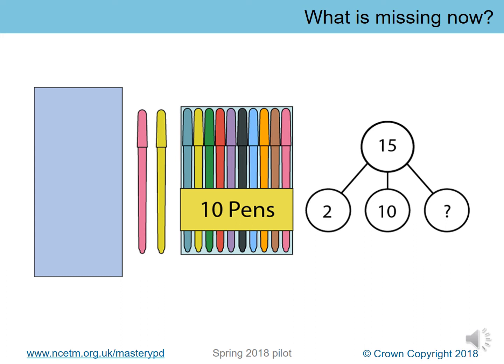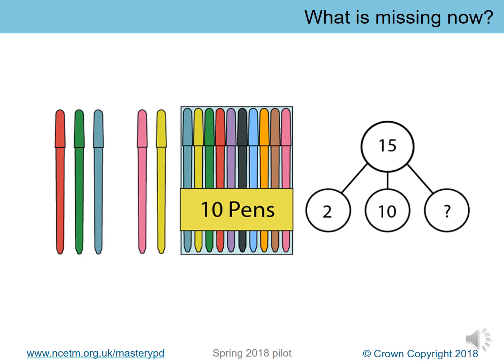So my whole is 15. I have a part of 2, a part of 10, and my other part would be 3, because we know 5 is made up of 2 and 3. Wonder if you got that challenge right. Well done if you did.